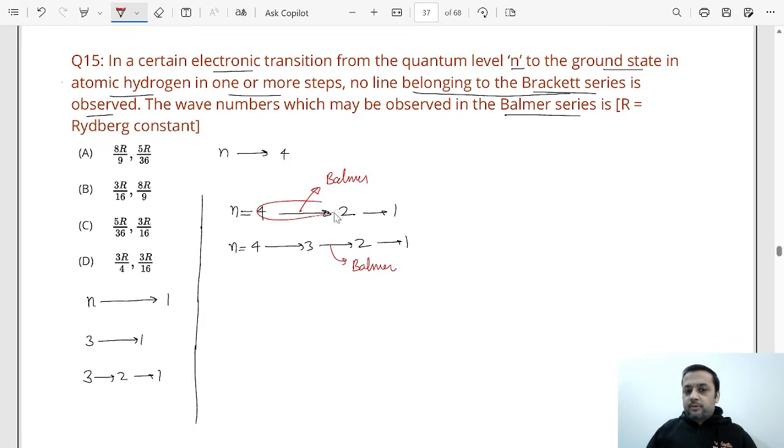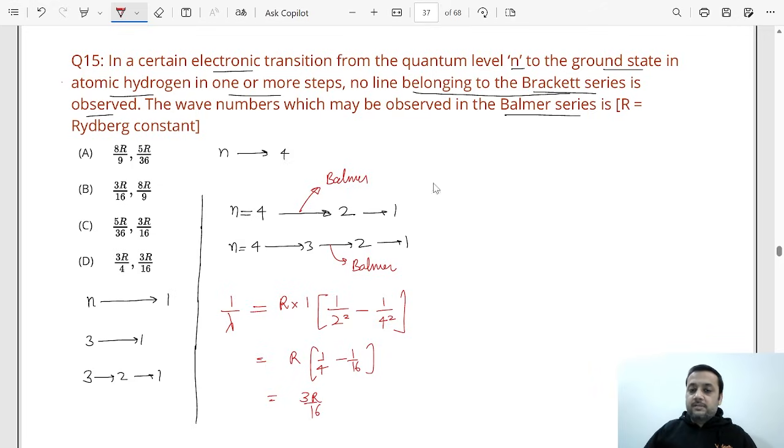So if I talk about this transition, what will be the lambda? 1 by lambda is, by the way, called the wave number. They are asking you the value of the wave number only. So using Rydberg's equation, 1 by lambda will be equals to R into Z square. Z square will be 1 because for hydrogen Z is 1, into 1 by n1 square, where n1 means the final state, which is 2. So 1 by 2 square minus 1 by n2 square, where n2 means the initial state, basically 4. So this becomes 1 by 4 minus 1 by 16. So 4 by 16 minus 1 by 16 is 3 by 16, so we get 3R by 16. This is one of the possibilities of the wave number.